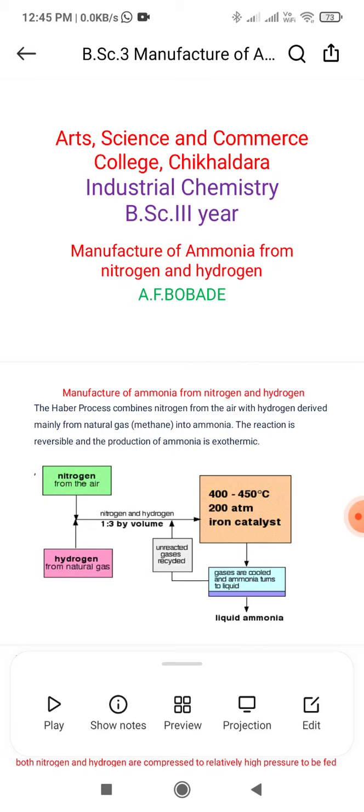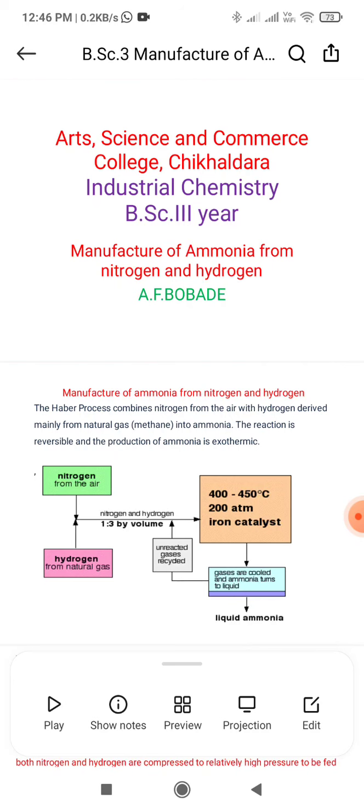Now we see that the unreacted nitrogen and hydrogen is recycled to the catalytic reactor together with the fresh material, and the ratio is maintained in the form of a mixed feed. That is, the unreacted nitrogen and hydrogen, along with the fresh feed of nitrogen and hydrogen, is fed to the catalytic reactor. This is how the process is carried out.